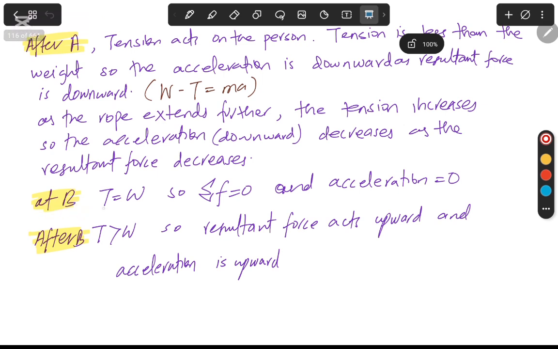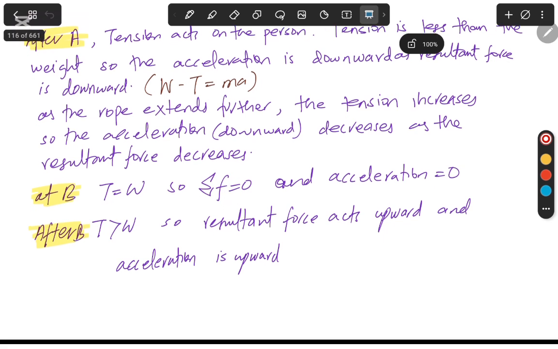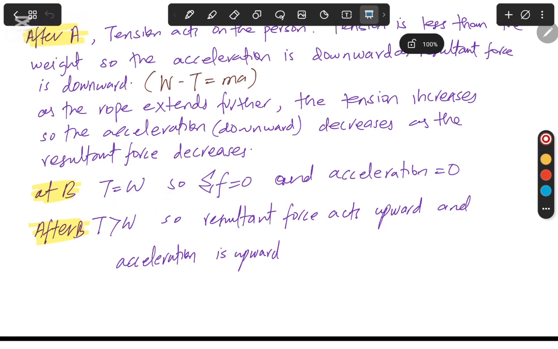Now at B, tension will be equal to the weight, so the resultant force is equal to 0 and the acceleration is also equal to 0. Make sure you write down the resultant force is equal to 0 and acceleration. I've kind of been a bit lazy here and written down the symbols instead of words, so make sure you write it in words. It's just better.